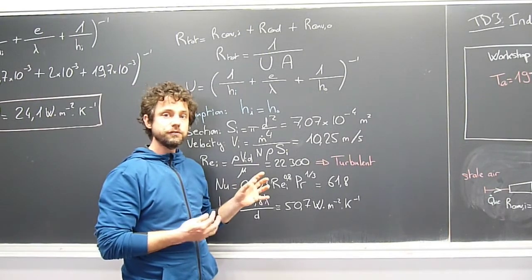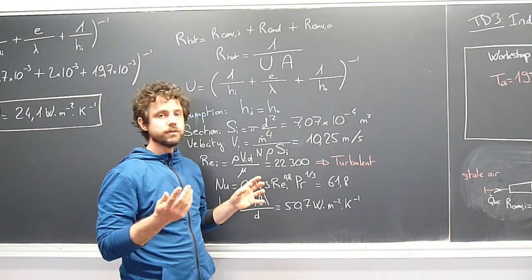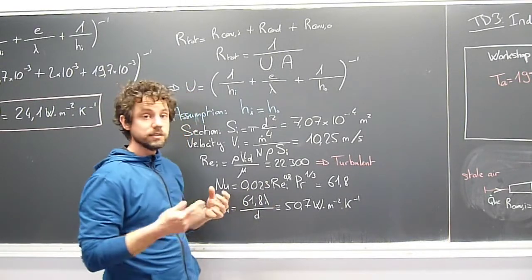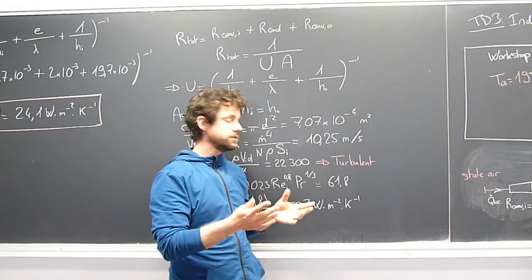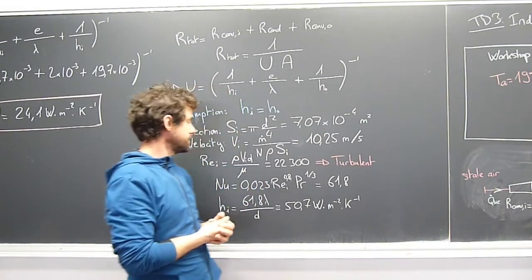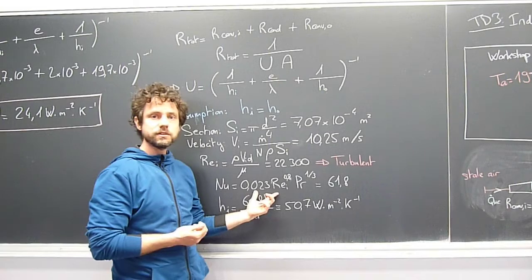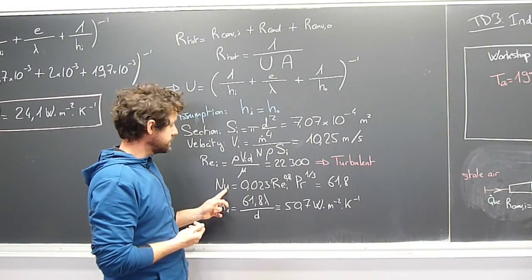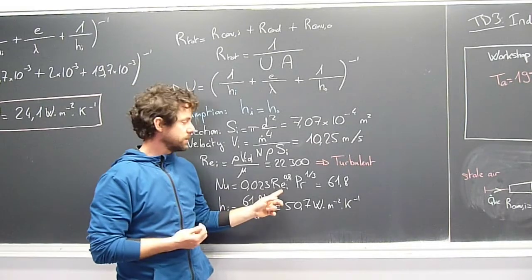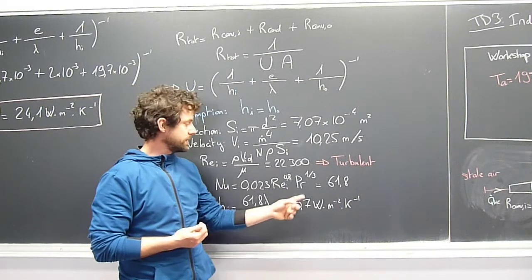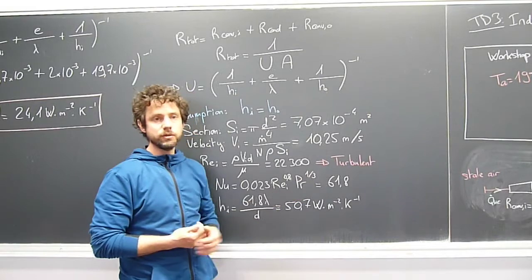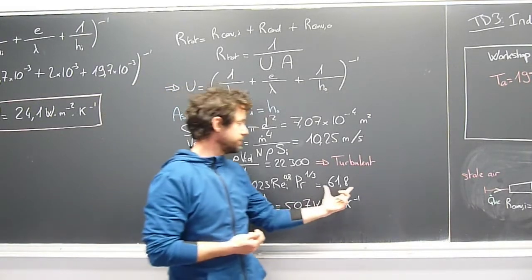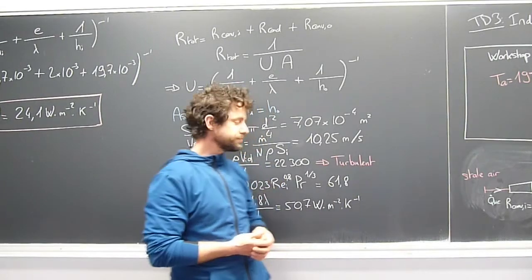This is far above the transition between laminar and turbulent flow, so we can consider here that the flow is fully turbulent. For this reason, we can use the very well-known Colburn correlation that relates the Nusselt number with the Reynolds number to the power 0.8 and with the Prandtl number to the power 1/3. Calculating the Nusselt number, we find 61.8.